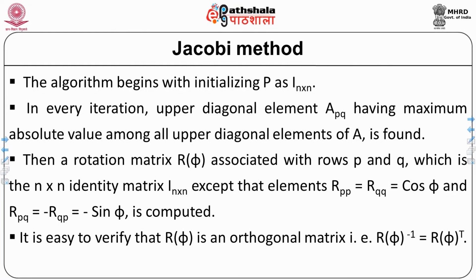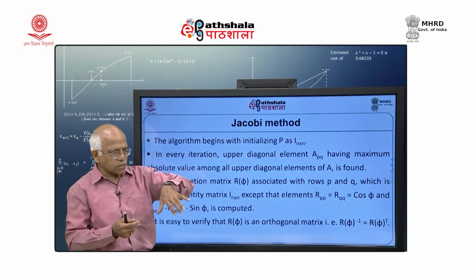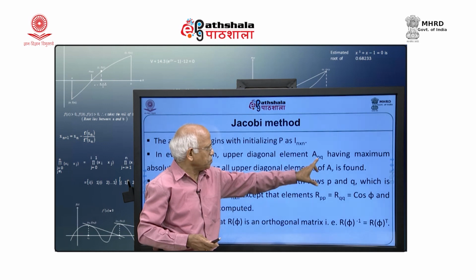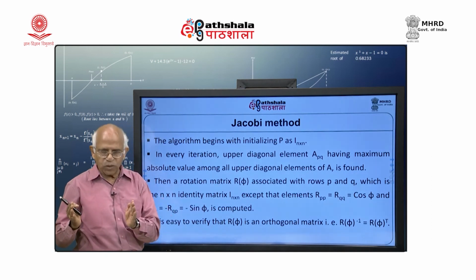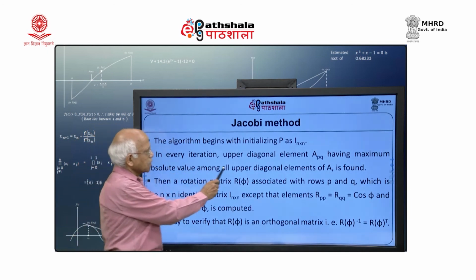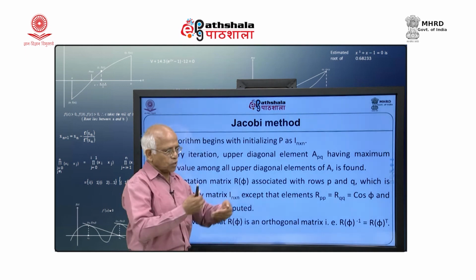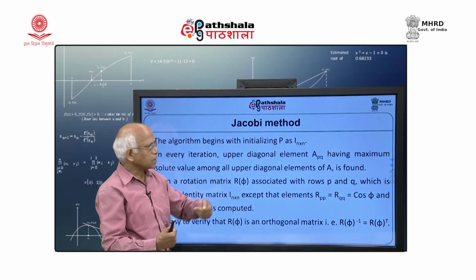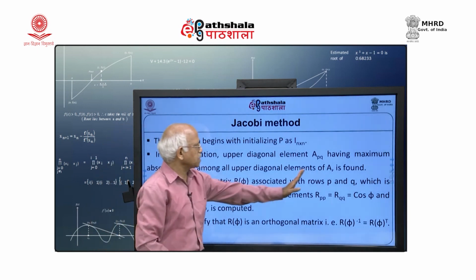The algorithm begins with initializing P as the identity matrix n cross n, and then I am going to make the non-diagonal elements zero, so that P inverse A P will approach a diagonal matrix. Since A is symmetric, I take the upper off-diagonal elements; if I do this, the same thing will happen to the other elements also. So, in every iteration, the element A_pq having the maximum absolute value among all the upper off-diagonal elements of A is found.